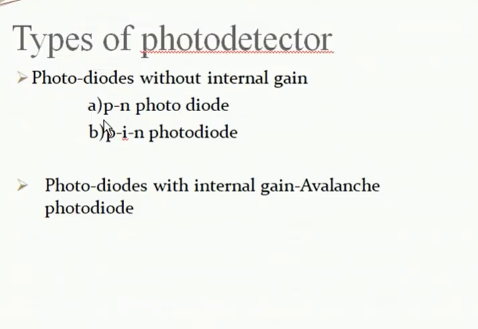Now we'll go into the in-depth details of the second type of photo detector, which is the internal photo detector. These photo detectors can be classified into two types. One is the photo detector without internal gain, and the other is a photo detector having some internal gain. The photo detectors without internal gain are the PN photodiode and PIN photodiode, and the photo detectors with internal gain are the avalanche photodiode and phototransistor.